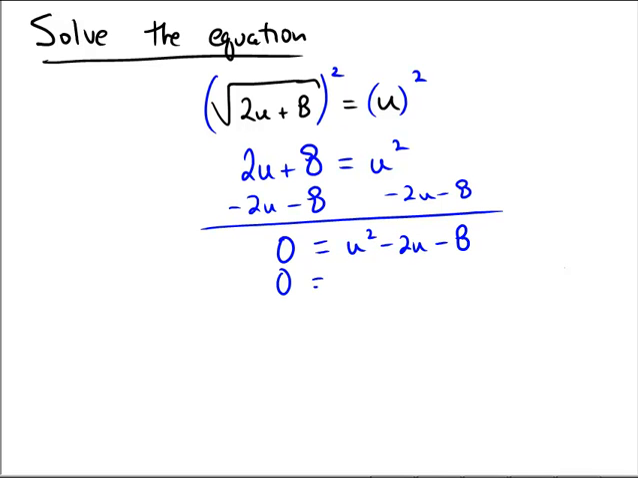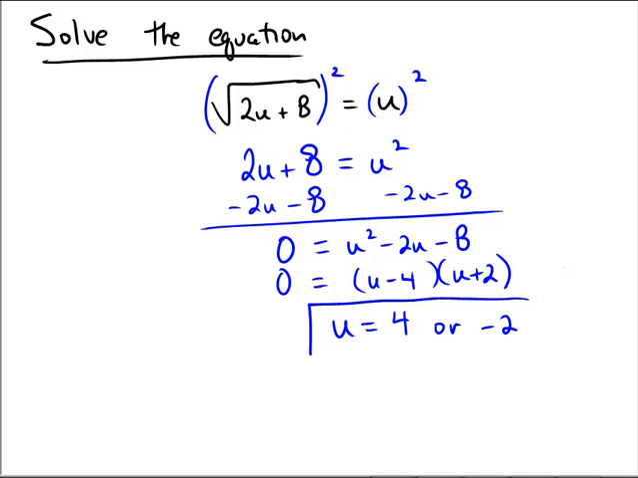And can you think of any special numbers that you know and love that multiply to negative 8 and add to negative 2? Hopefully. Did you think of u minus 4 and u plus 2? Because those ones would work. Because then the zero product property would say that we want u to be either equal to 4 or negative 2.